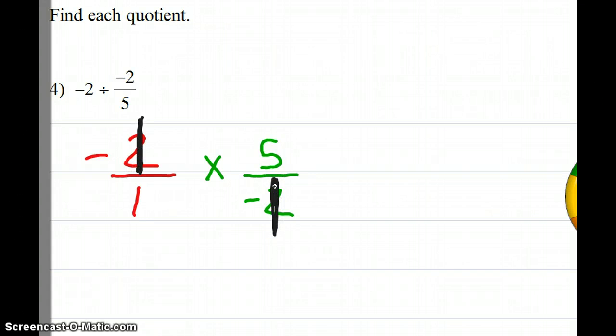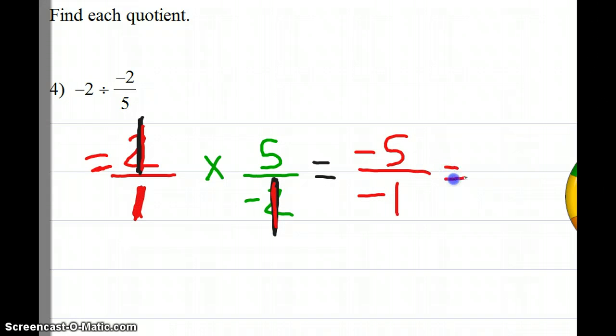So we can now multiply the numerators together. A -1 times a 5 is a -5. This 1 times this -1 is also a -1. You should remember that a negative divided by a negative is a positive, and 5 will be our final answer.